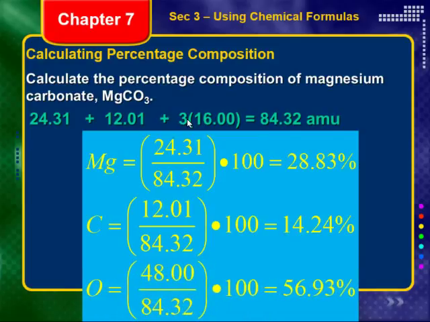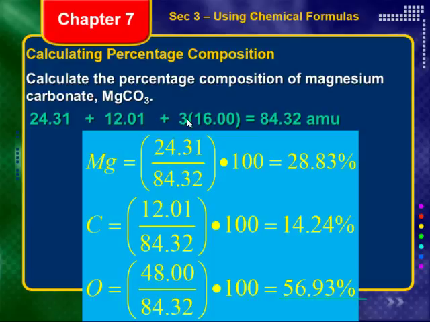And lastly, now this is the only tricky part here, it's the total mass due to oxygen. Since there are 3 oxygens, we have to multiply that 16.00 by 3. And so I'm going to take 48.00 divided by 84.32 and multiply that by 100 to get 56.93%. Now looking at this, I see that most of this compound is 56.93%. That's the largest percentage here. That's oxygen. So oxygen makes up most of this compound.